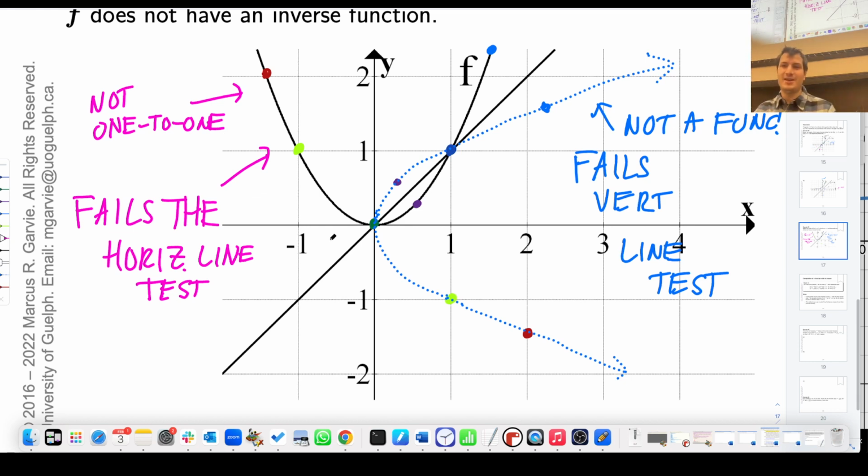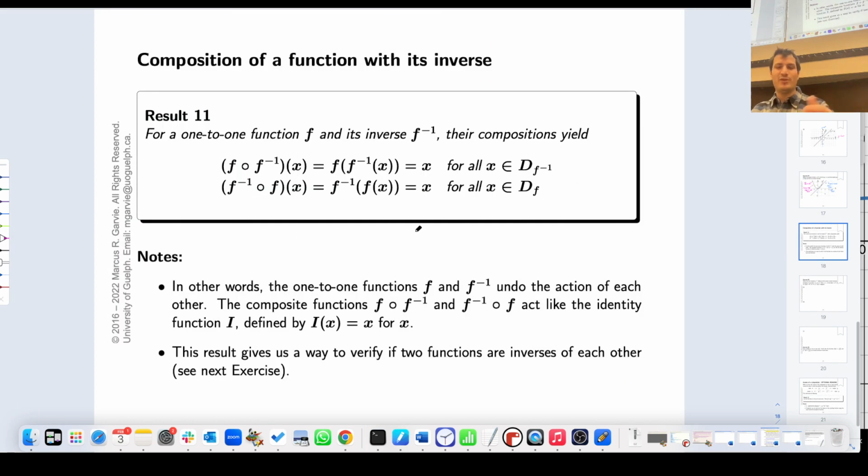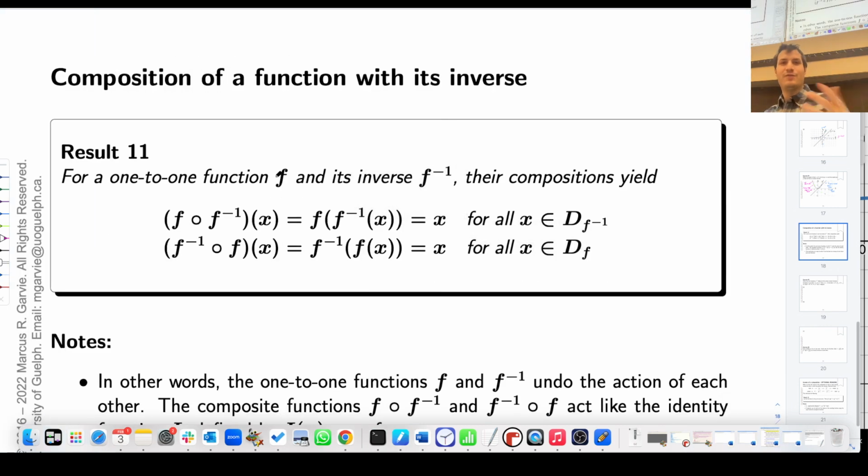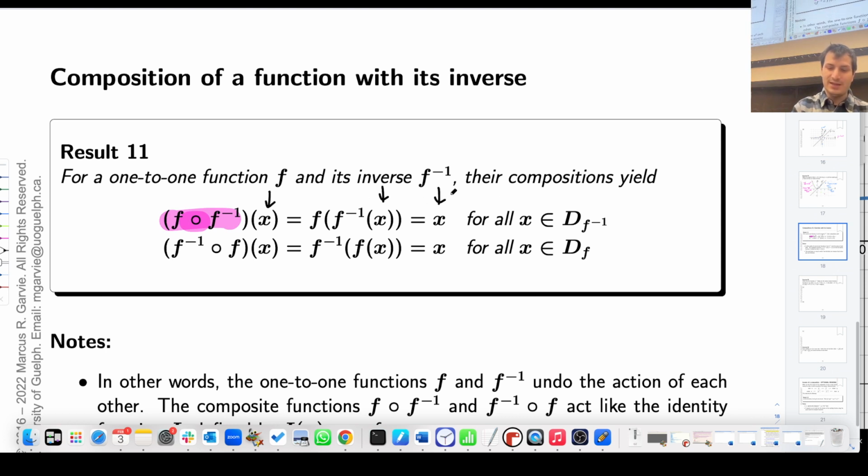Okay, the next little topic is what we've been talking about all along, is how functions and inverse functions, they undo each other. And we're talking about that using this circle, which is the composition, right? So composition means apply one function, then apply the other. And if you apply f and f inverse together, then they are going to undo each other. So what do you get if they undo each other? Well, if you feed it x, you get back x. So if you feed in f of f inverse of x, you just get x.